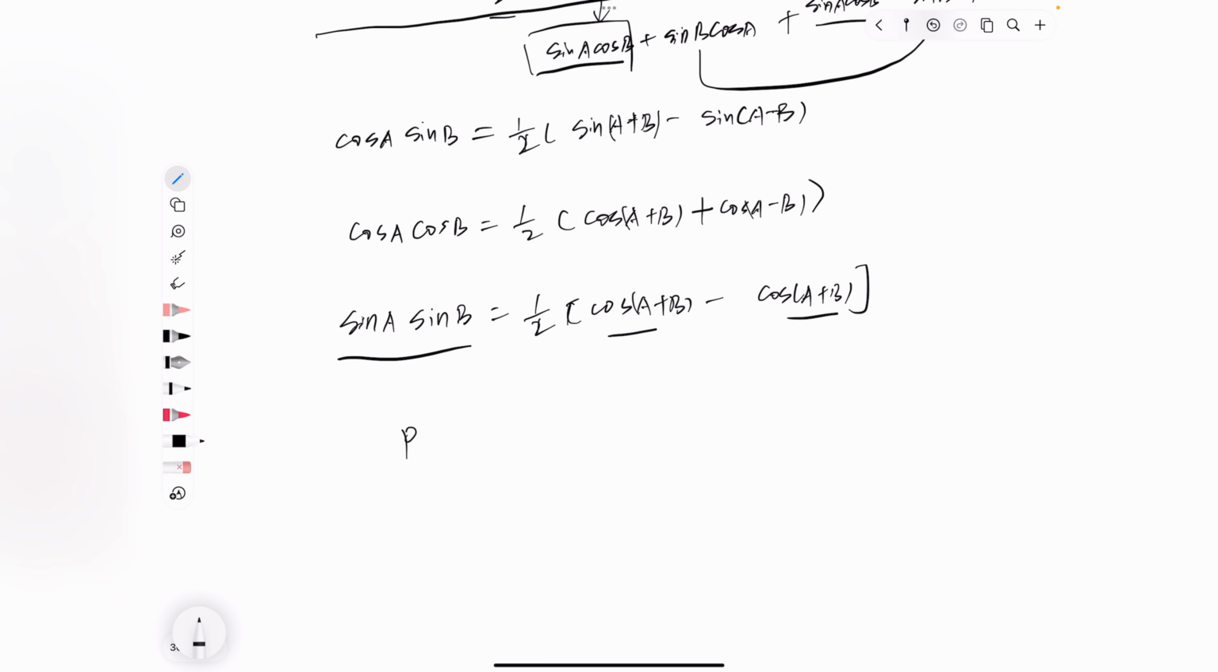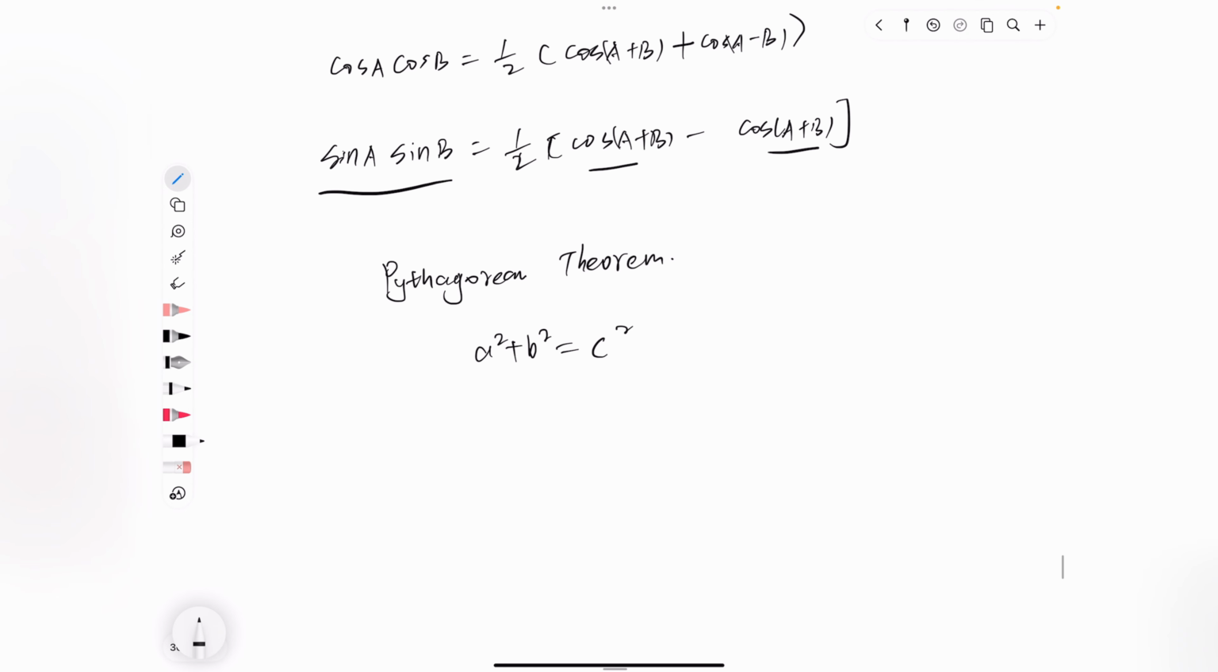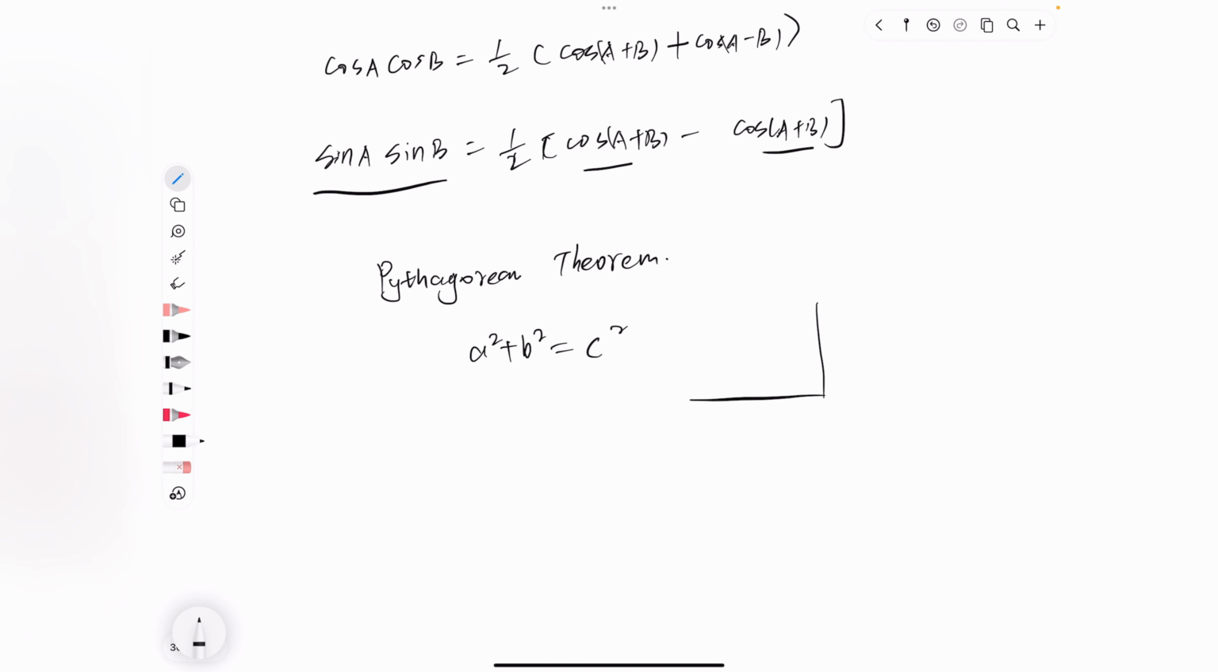And Pythagorean theorem, that will be A squared plus B squared equals C squared. This is A, this is B, this is the right angle, this is C.